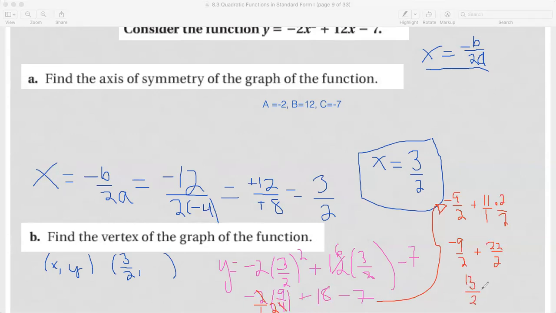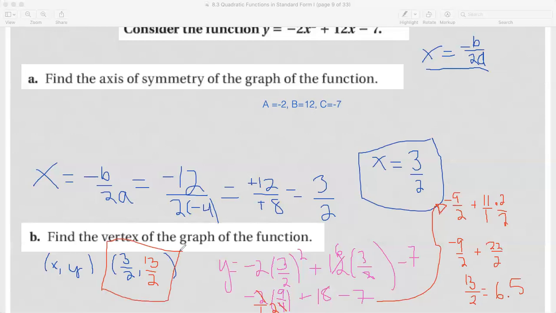Which 13/2 is also equal to 6.5. So either answer is great. You can give it as a fraction or a decimal. So I'll leave it as a fraction just because my x value is a fraction. So my answer here would be this coordinate pair, 3/2, 13/2.